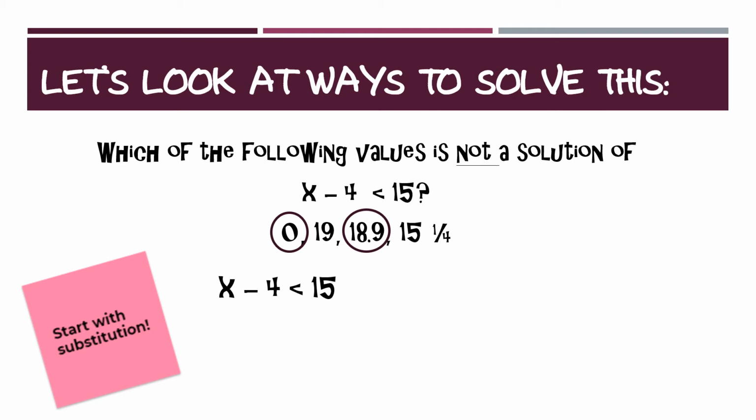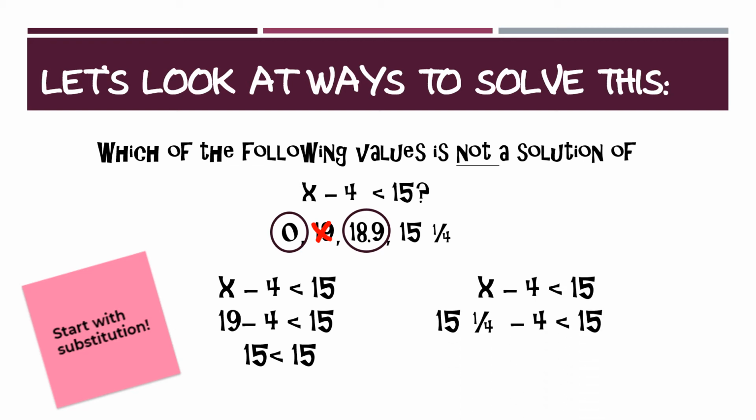Let's try 19. 19 minus 4 is less than 15. 19 minus 4 is 15. Is 15 less than 15? No. 19 does not work as an answer to that problem. Let's try our last one. 15 and 1/4 minus 4 is 11 and 1/4. It is less than 15.